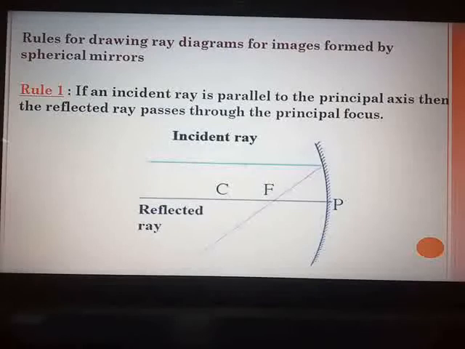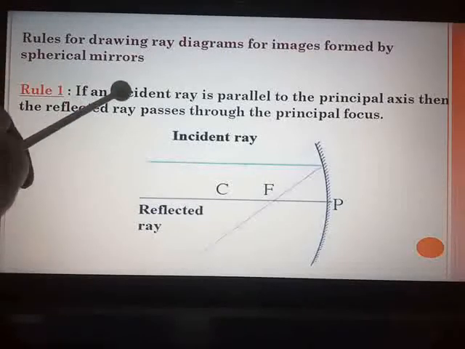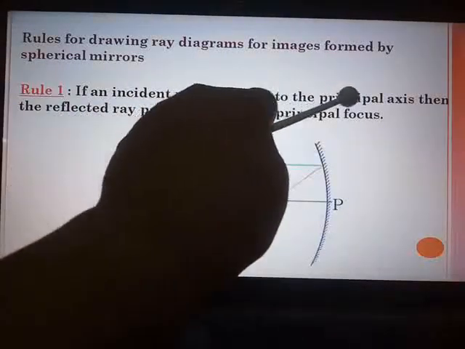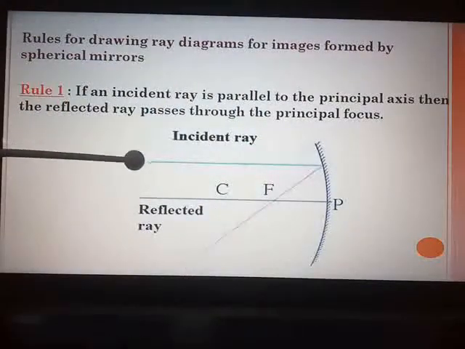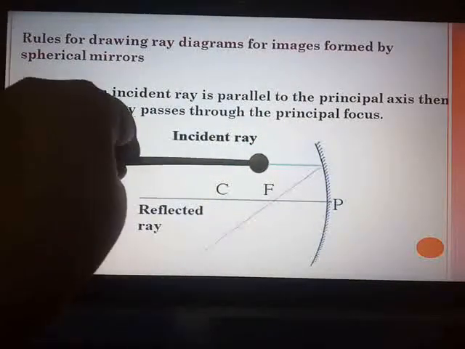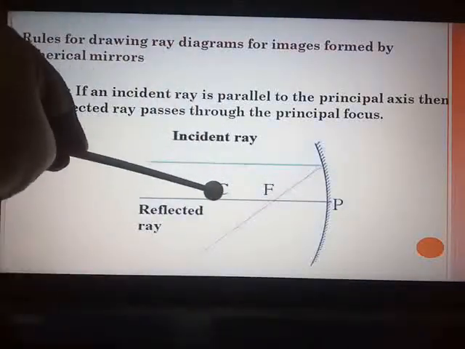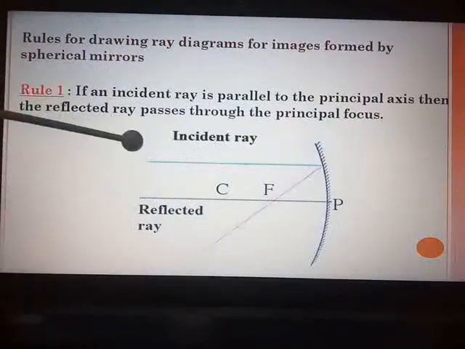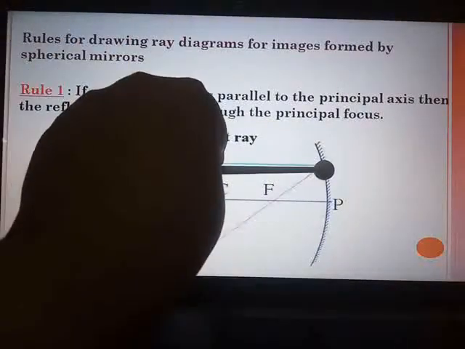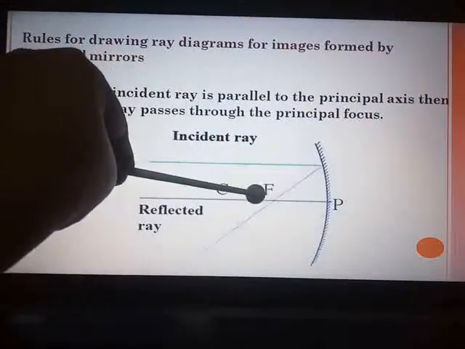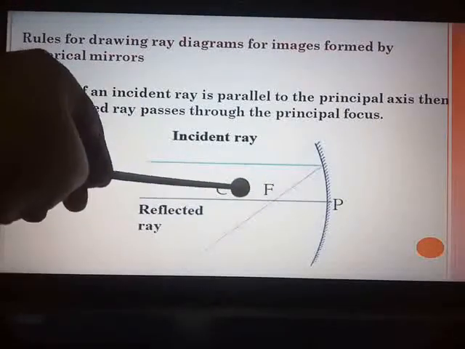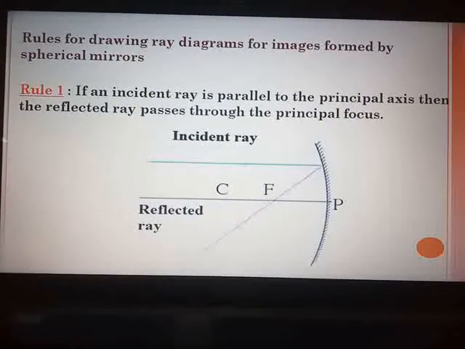So the first rule is, if an incident ray is parallel to the principal axis, this is the incident ray. This is your principal axis, you can see the line passing through the pole and center of curvature. So if an incident ray is parallel to the principal axis, then the reflected ray passes through the principal focus, that is capital F. This is your first rule which you have to follow while drawing the ray diagrams for images which are formed by spherical mirrors.